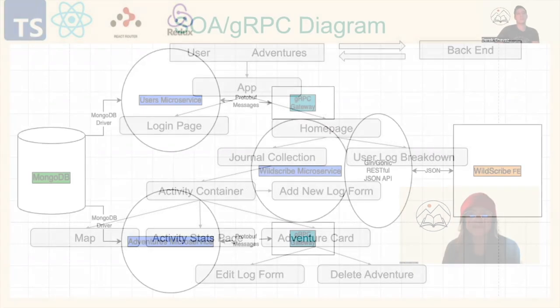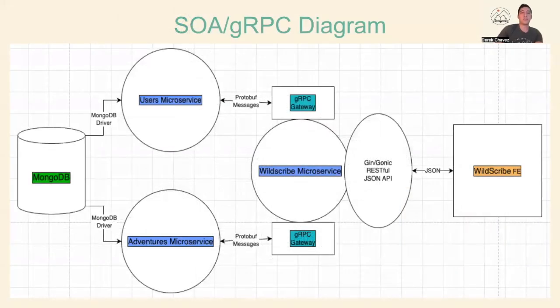I'm Derek Chavez, and I'll be speaking to the evolution of the architecture of the WildScribe project. We kicked off with a monolithic backend in Go, but as our app expanded through testing, we recognized the need for a more scalable architecture. We broke down our monolith into three distinct services: the user service, the adventure service, and the core WildScribe service. Each microservice is structured following MVC principles, ensuring a clear separation of concerns. The user service handles user management, the adventure service handles adventure data, and the WildScribe service ties it all together.